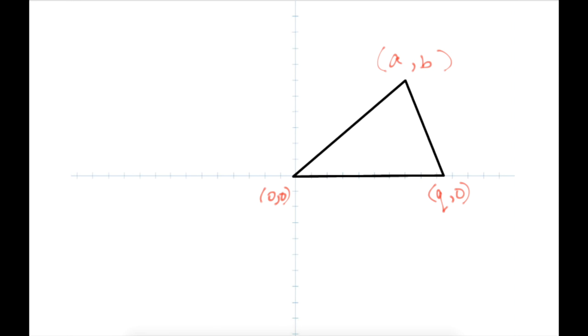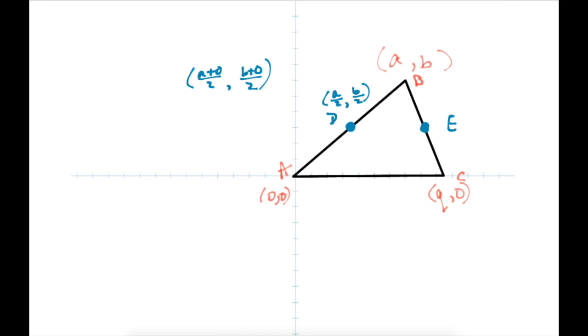Now, let's label these vertices. Call this A, B, C. So we want to find the midpoint of these two sides, D and E. So we use our midpoint formula with A and B: (A plus 0) over 2 and (B plus 0) over 2 gives us D as (A over 2, B over 2).